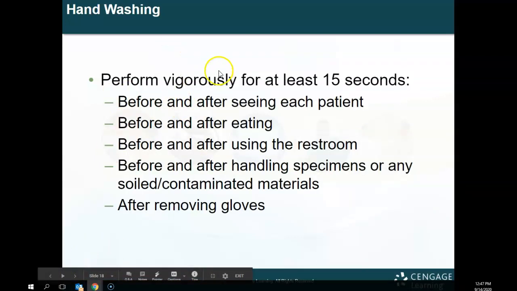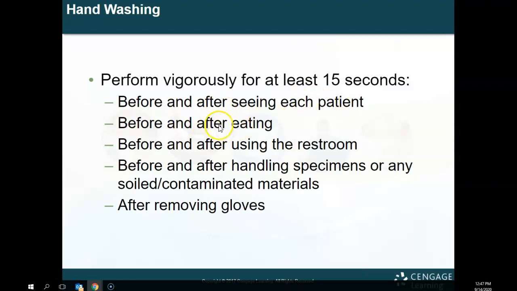All right. Perform vigorously for at least 15 seconds. Now in healthcare, we always go 20 to 30. This 15 seconds is just a basis. You want to do it before and after seeing each patient. So when we start checking off on skills, you're going to sanitize and or wash your hands before you come into the patient room and when you leave, okay?